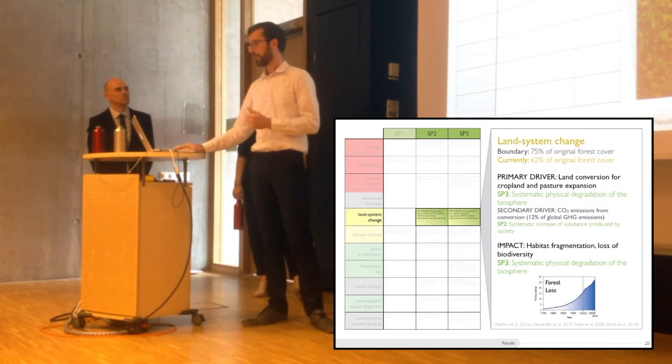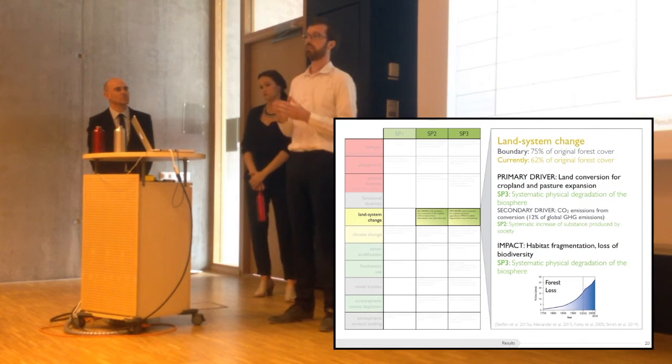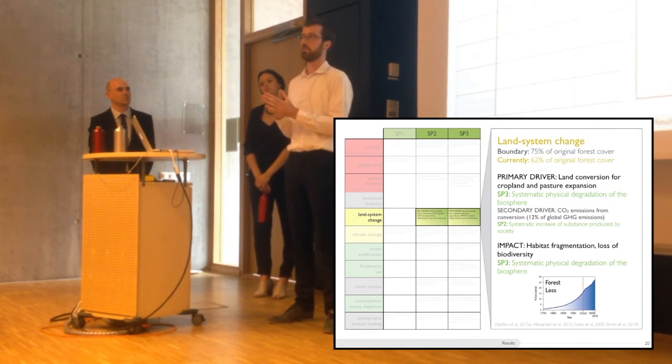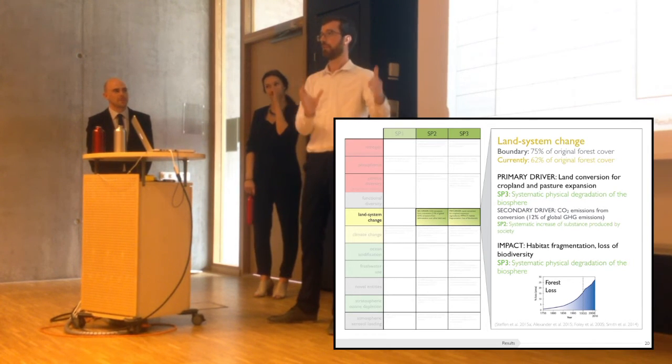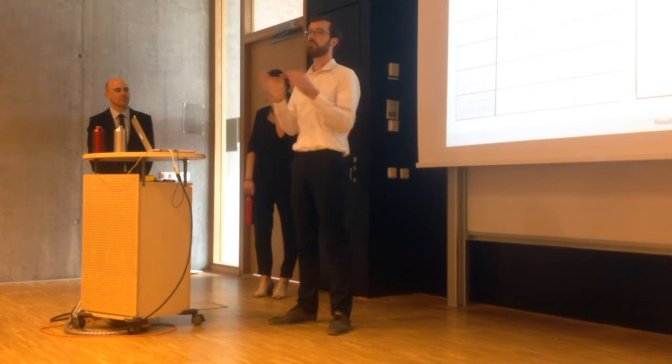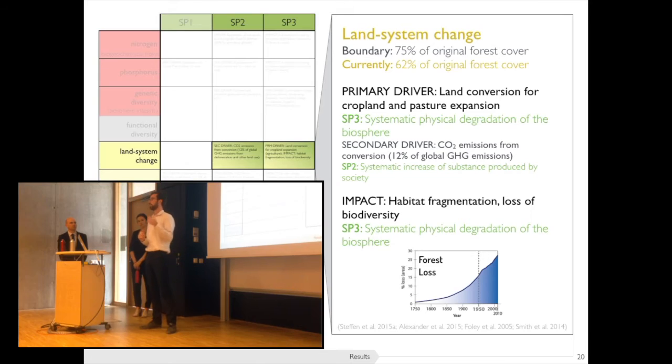And this is a typical example of a systematic physical degradation of the biosphere by changing biodiverse areas into often monoculture agricultural production. It physically degrades the biosphere, and therefore a primary intersection is with SP3, both on the driver as well as the impact level, because that happens at the same time. The degradation happens immediately at the point of conversion.